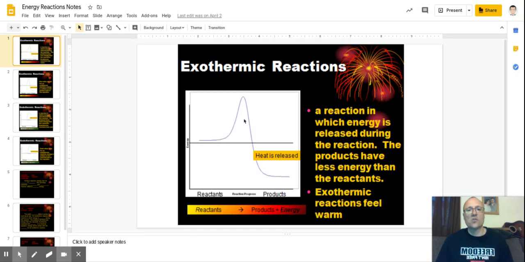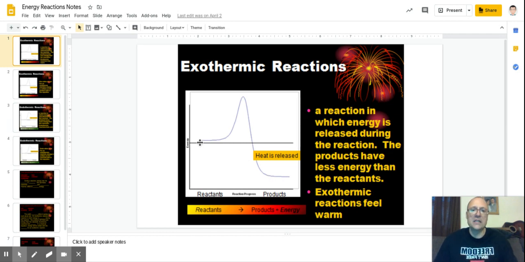The same thing with starting a fire. You can't just light something and have that fire start right away. It takes a little bit of energy for that fire to get started. That's the activation energy. Now, continuing on in this reaction, you will see that the amount of energy goes down and the products end up having less energy than what the reactants have. And that is because heat is released.